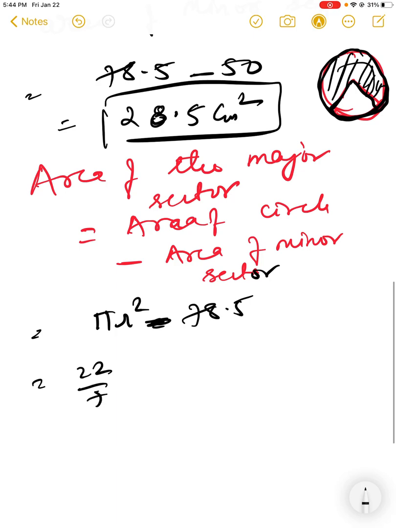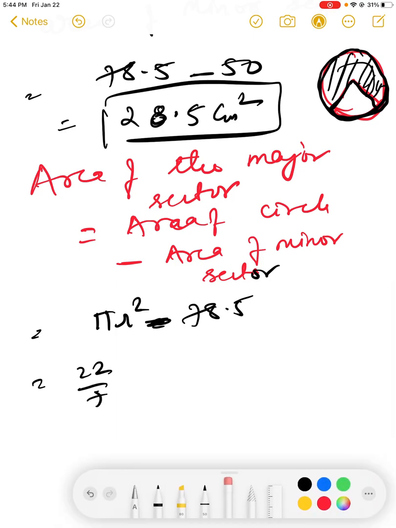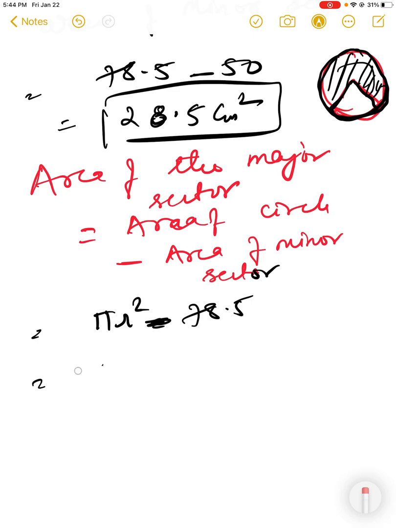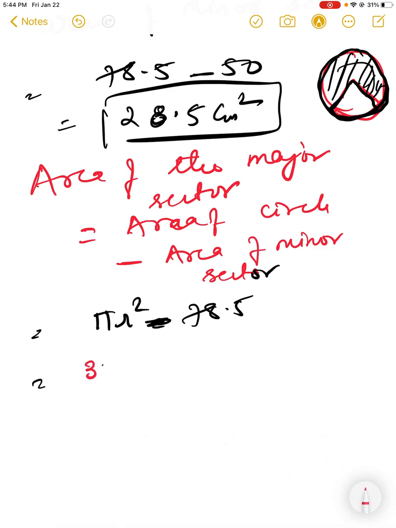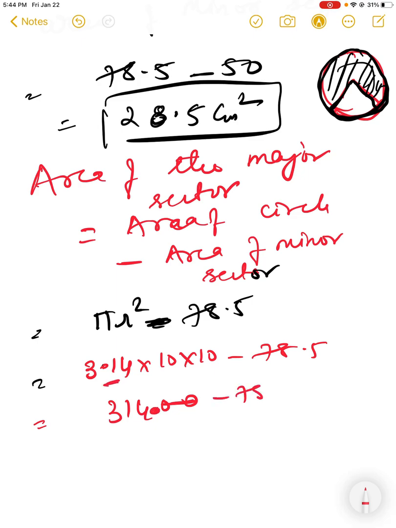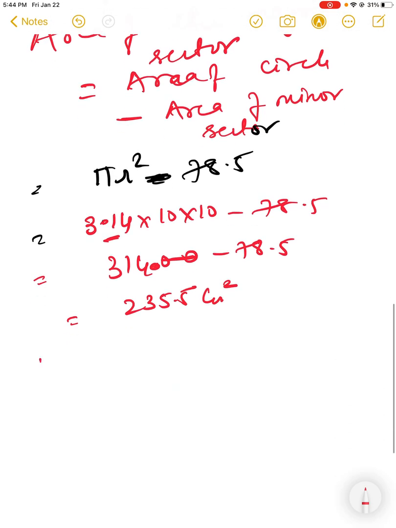So, 3.14 we have to take. So 3.14 into 10 into 10 for the radius, minus 78.5. That is 31400, so these two will be cancelled because two decimals are there. 314 minus 78.5 gives 235.5 centimeter square.